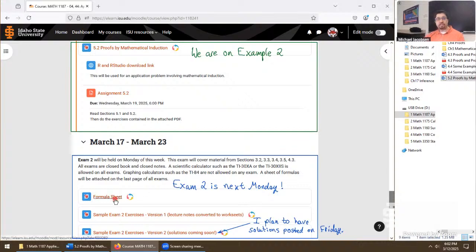We talked about the formula sheet last time. This is a good one to have ready to go in front of you when you're studying, but don't bring it to the exam. It's going to be on the last page. I have the solutions to these on the Moodle website. Just scroll up to the relevant sections. And on Friday, I'm going to begin working on these. That's probably going to be the first thing I do on Friday. So I should hopefully have solutions posted sometime in the afternoon.